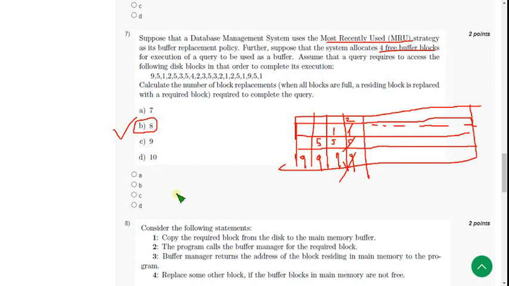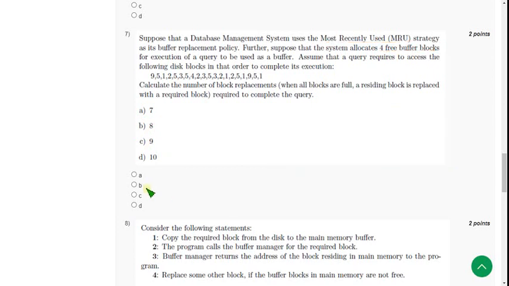If you find there should be any change in the solution, you can please mention it in the comment section so that we can give the best solution to our viewers. But for me, for the seventh question, I have got option B as the correct answer, that is 8 replacements.